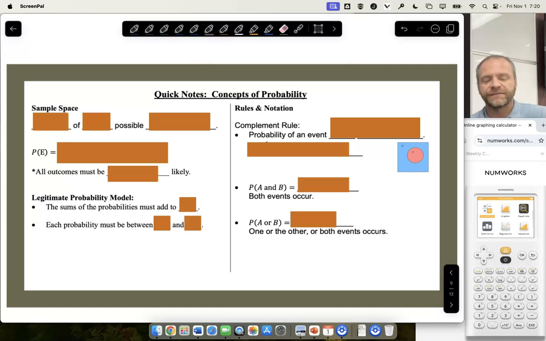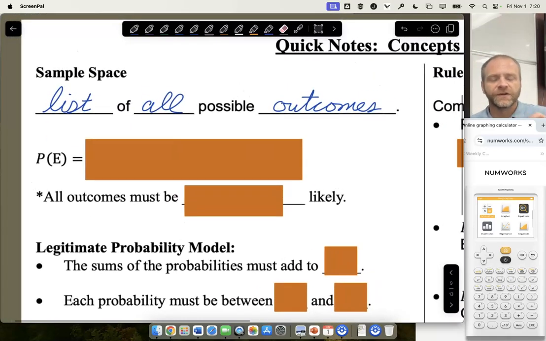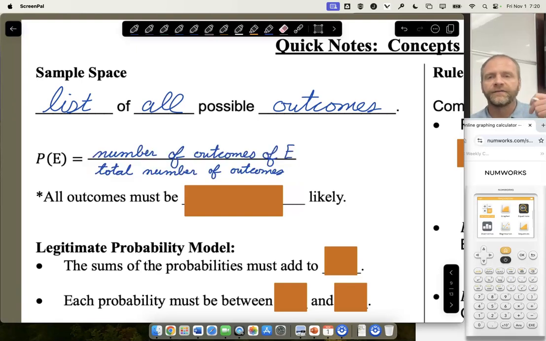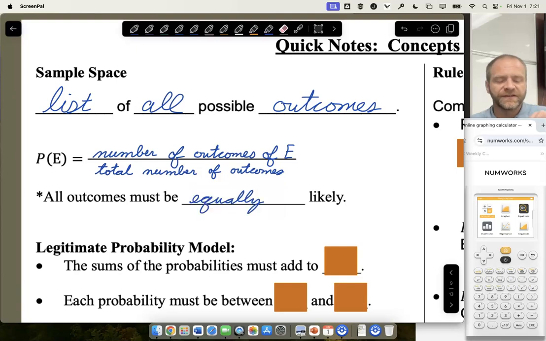Sample space. Sample space is a list of all possible outcomes. You're going to see all the different events that we're dealing with here. The probability of an event is going to be the number of outcomes of event E over the total number of outcomes there. So how many times did event E happen out of the total number of possibilities that there could be? When you're looking at this, you have to realize all outcomes must have an equal likely chance of going through. We must have the randomization happening there.